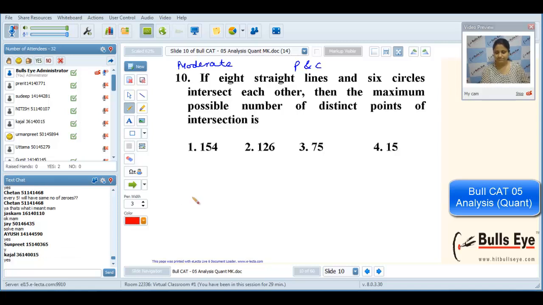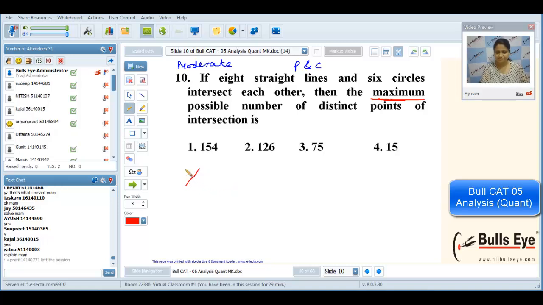Yes, see what is the thing? There are 8 straight lines and 6 circles. They are intersecting with each other. Then the maximum possible number of distinct points of intersection is... Maximum, he is saying.